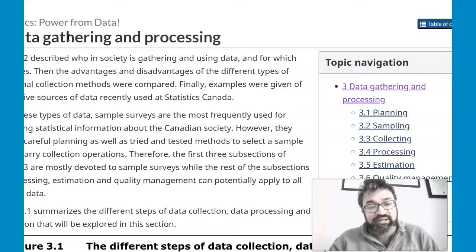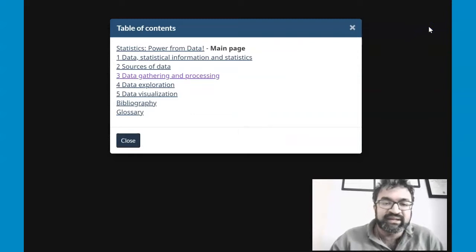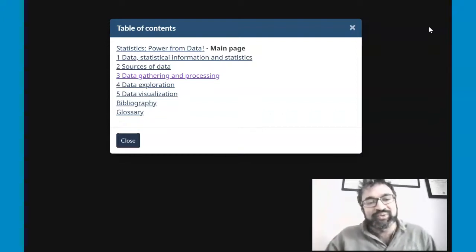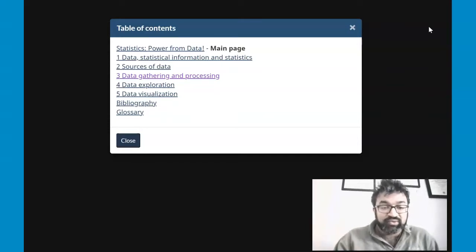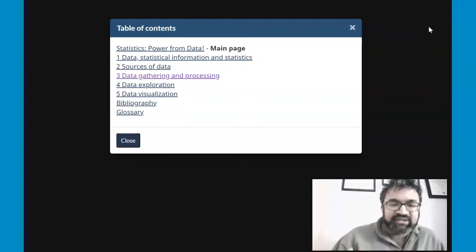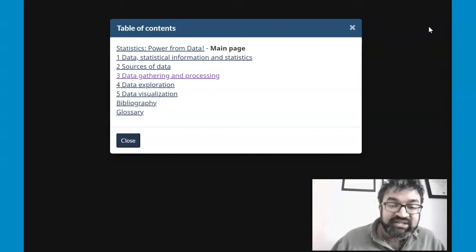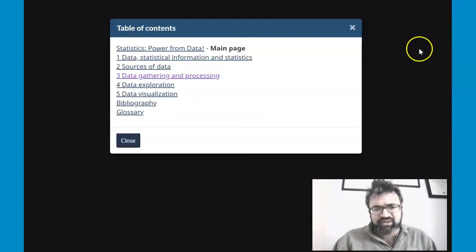I wanted to go over this statistics resource that is available through the Canadian government. It's actually titled Statistics: Power from Data. Chapter 1 goes into data, statistical information, and statistics, then two sources of data, then data gathering and processing, then in 4, data exploration, and then 5, finally, data visualization. So it ends with a bibliography and glossary.